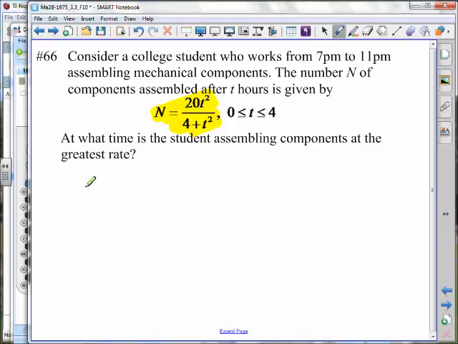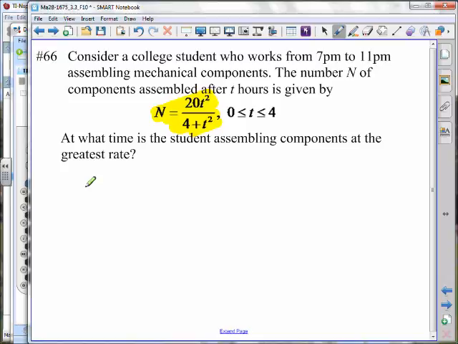What do you think you need to determine? The derivative. And when you're considering the derivative, you want to know at what rate the components are being assembled, but we want to know what the greatest rate is. So are we just looking at the first derivative? We're actually looking at the second derivative. We want to know where's the maximum on the rate function.